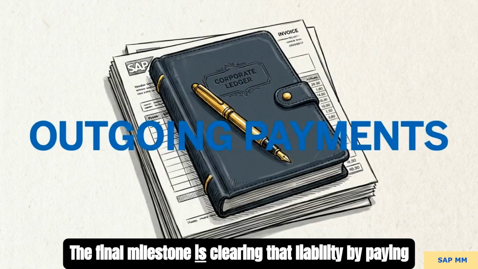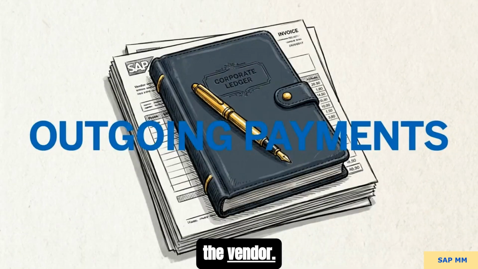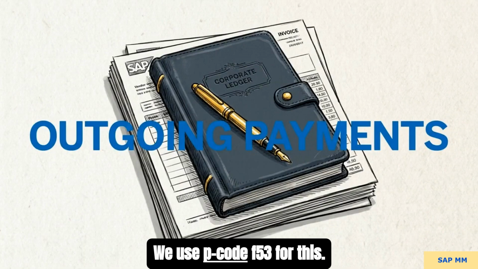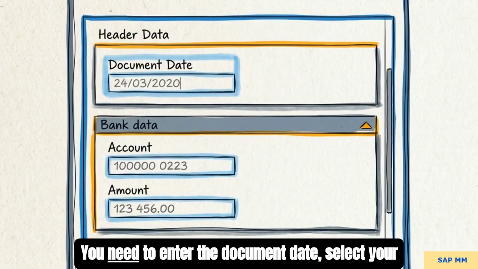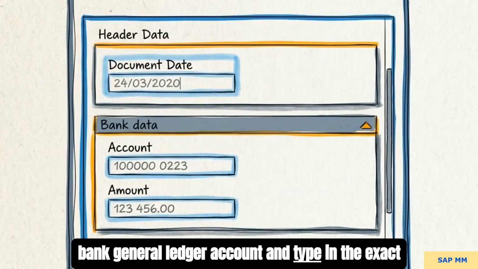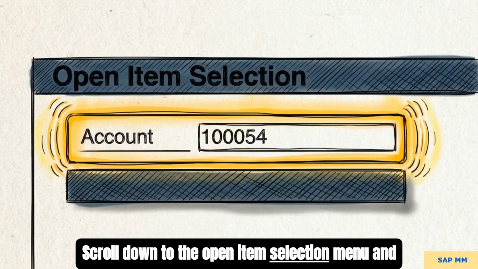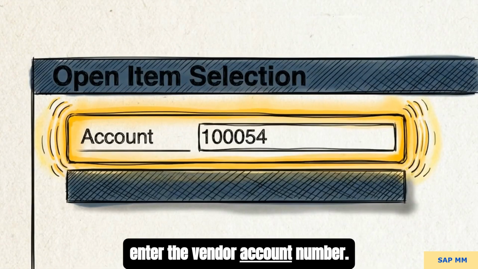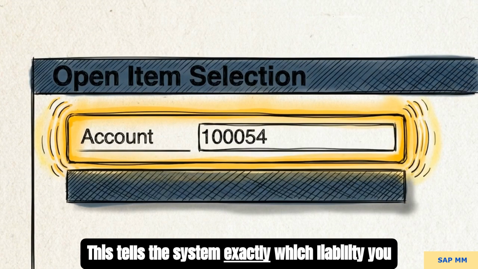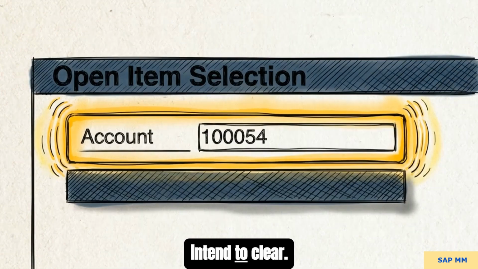The final milestone is clearing that liability by paying the vendor. We use T-code F53 for this. Start with the header data. You need to enter the document date, select your bank general ledger account, and type in the exact payment amount. Scroll down to the Open Item Selection menu and enter the vendor account number. This tells the system exactly which liability you intend to clear.